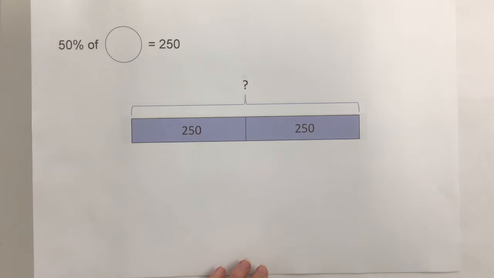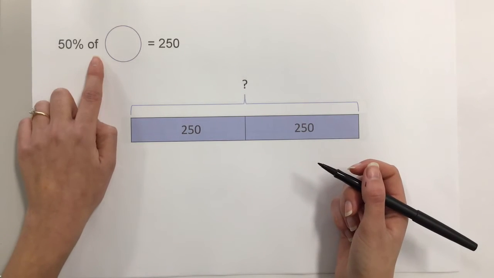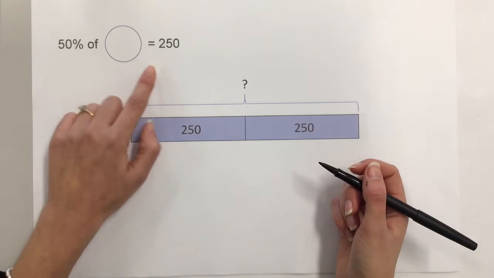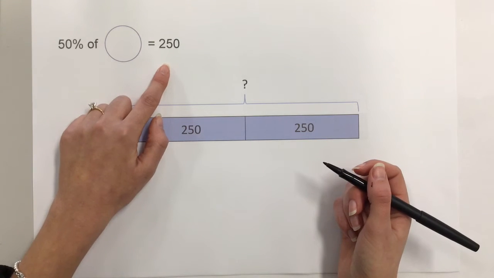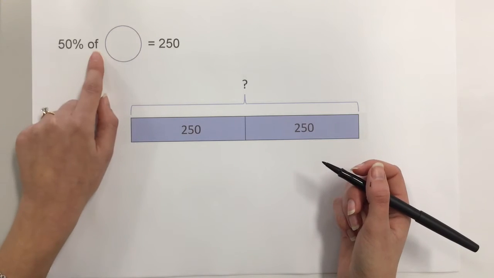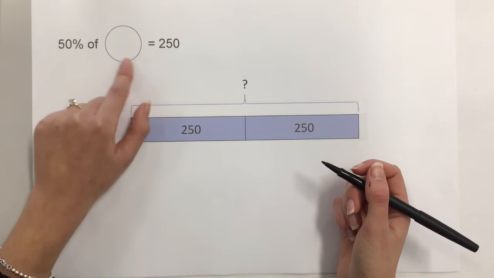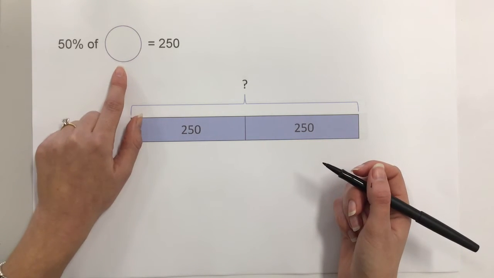Okay, so now we're all warmed up. Let's move on to today's learning. So 50% of something equals 250. Okay, so we've got a missing value here. 50% of my missing value is 250. So my missing value this time is my whole.